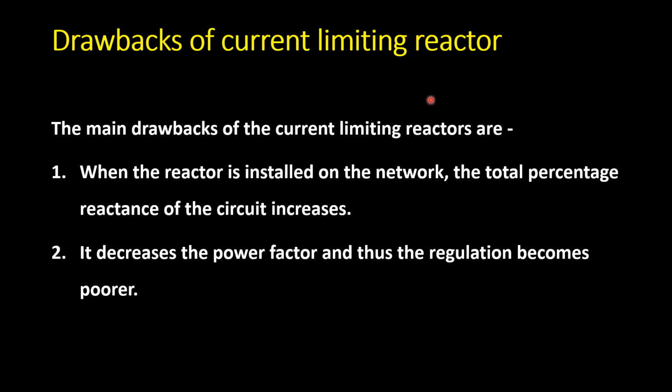Now we all agree with this statement that reactors are going to limit the fault current. But what are the drawbacks of inserting a current limiting reactor in the power system? The main drawbacks are: first, when the reactor is installed on the network, the total percentage reactance of the circuit increases, because we are inserting these additional reactors in series with different components at different locations. So naturally, it is going to add effective resistance to the system, and it decreases the power factor, and thus regulation becomes poorer.